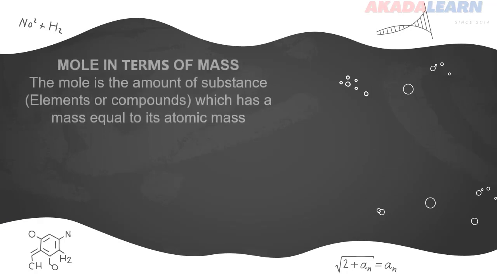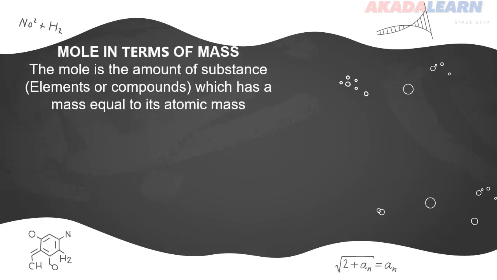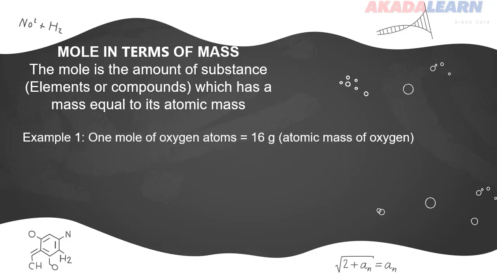Now let's consider the mole in terms of mass. The mole is the amount of substance, element or compound, which has a mass equal to its atomic mass. So for example, 1 mole of oxygen atoms is equal to 16 grams. That is the mass for oxygen.